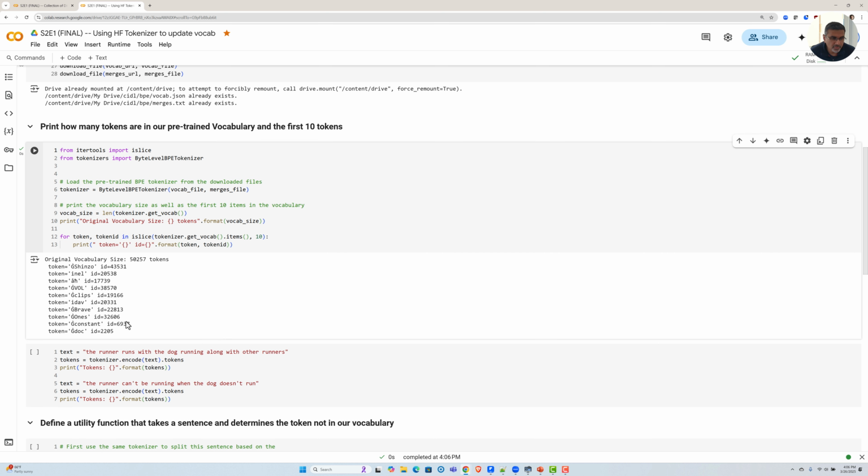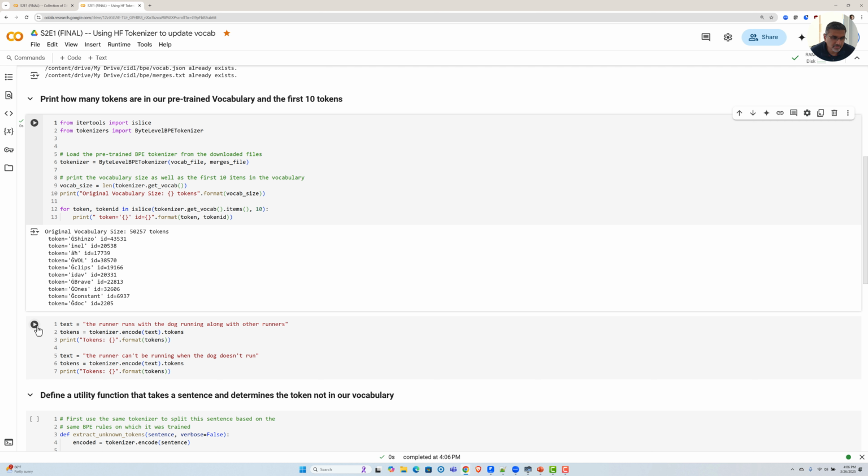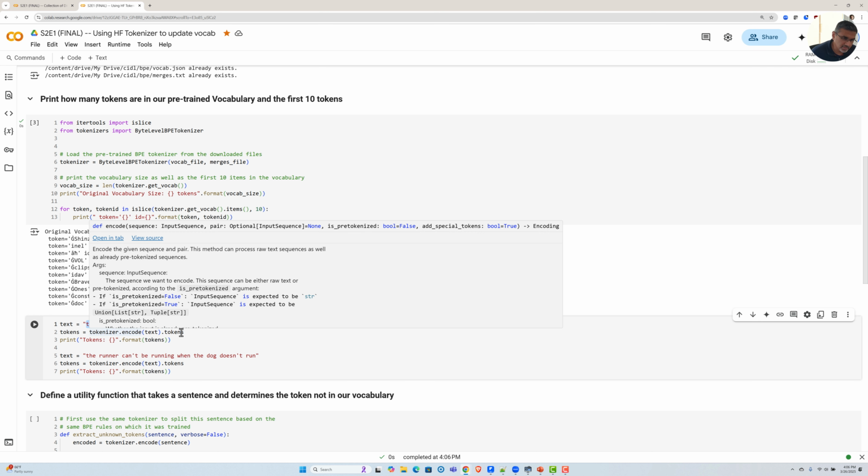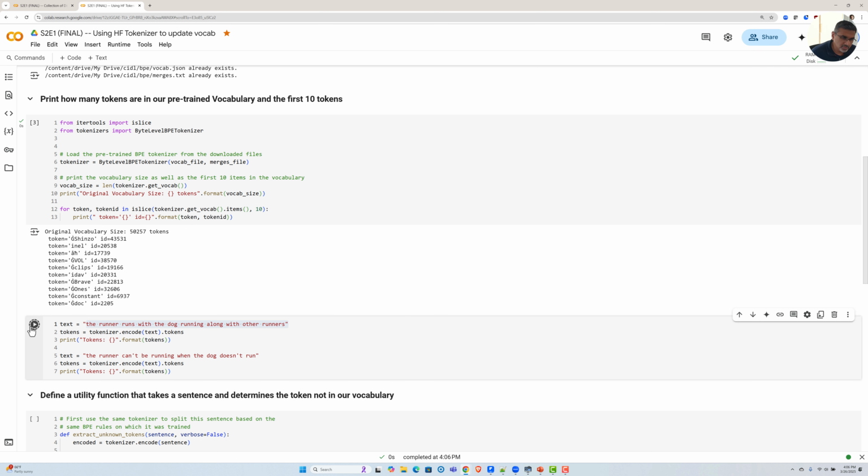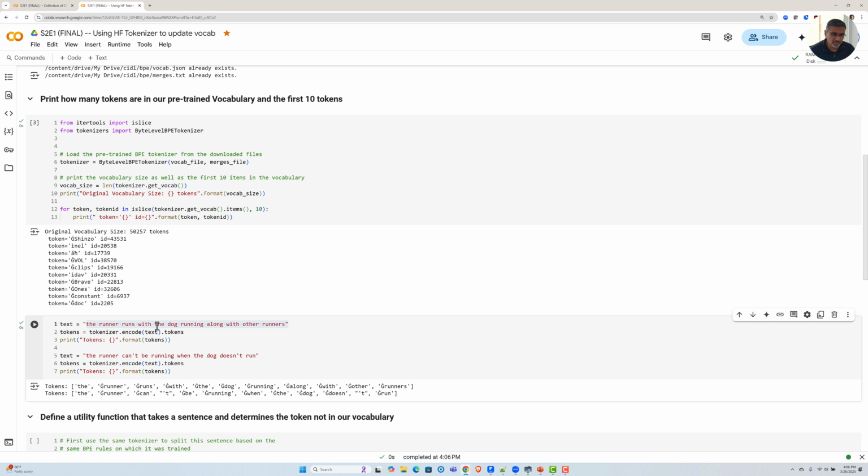All right. Now, what we'll do is see what happens when you give it a text string, because in your NLP project, you're going to give it a text string and you really want to tokenize it without you having to implement all the BPE, right? So let's assume that this is your text string. You will essentially call tokenizer.encode on the text and then extract all the tokens. So you would run this and you'll see that "the dog running along with other runners is" is tokenized by the BPE tokenizer of Hugging Face as "the" and "runner" and "runs with" and so on.